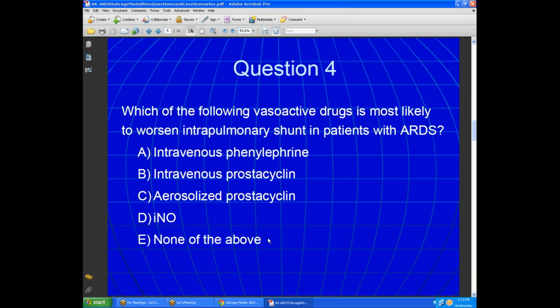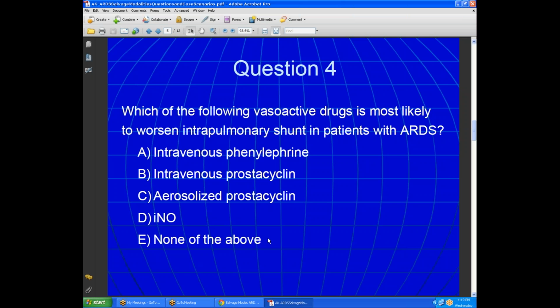Okay. Oh, so we kind of did this already. We've done almost everything in the first question, which was good. But I'll read it. Which of the following vasoactive drugs is most likely to worsen intrapulmonary shunt in patients with ARDS? A is intravenous phenylephrine, B is intravenous prostacyclin, C is aerosolized prostacyclin, D is inhaled nitric oxide, and E is none of the above.